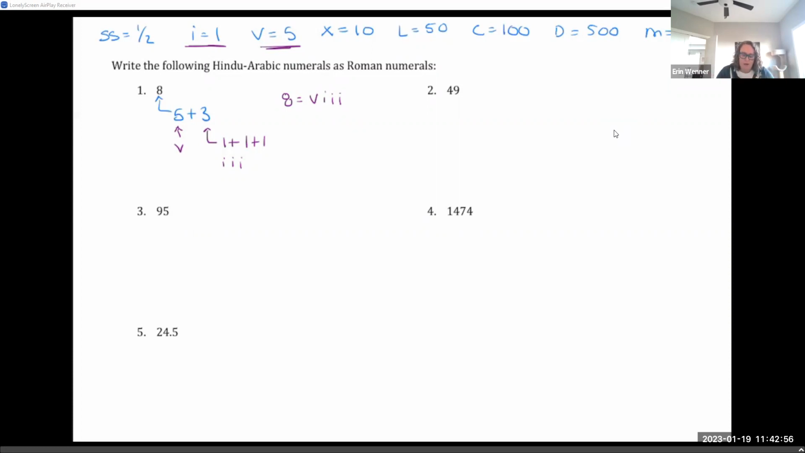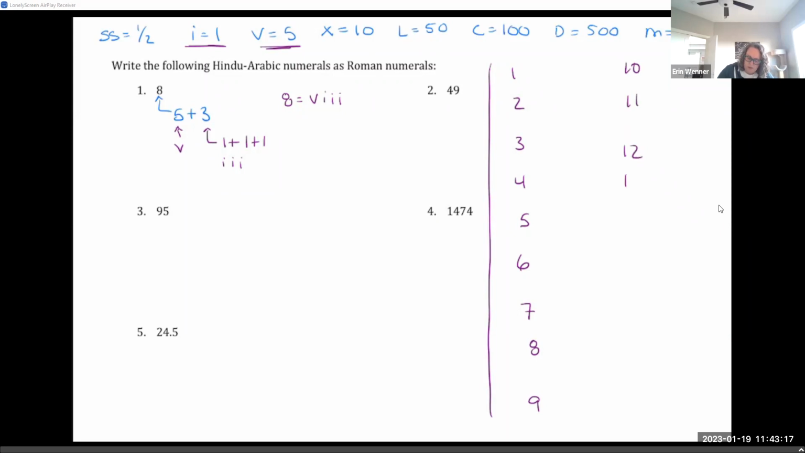So if we think about our counting numbers, we have the number 1, 2, 3, 4, 5, 6, 7, 8, 9, 10, 11, 12. I'm just going to go through 18. If we write their equivalency in Roman numerals, the number 1 is just I. The number 2 is 1 plus 1, so we're going to write II. The number 3 is 1 plus 1 plus 1, so III.